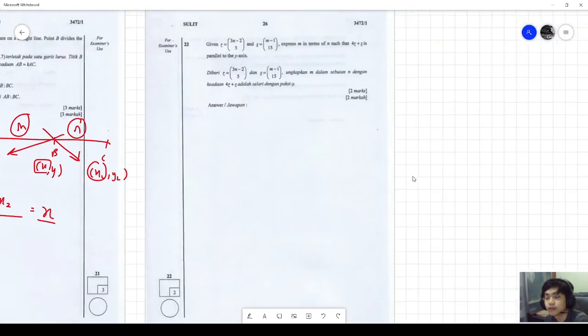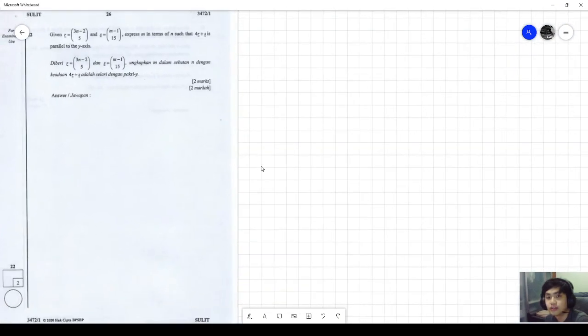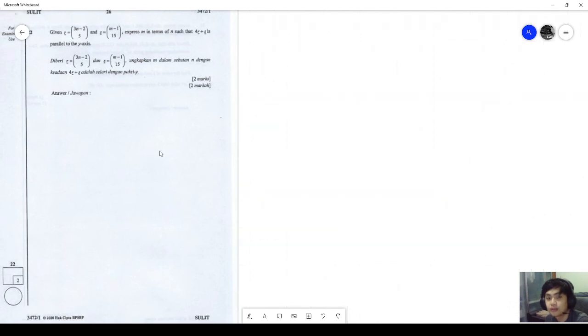So carrying on to question 22. r equals (3n minus 2, 5), s equals (m minus 1, 15). Express m in terms of n such that 4r plus s is parallel to the y-axis. So let's find out what 4r plus s is first.